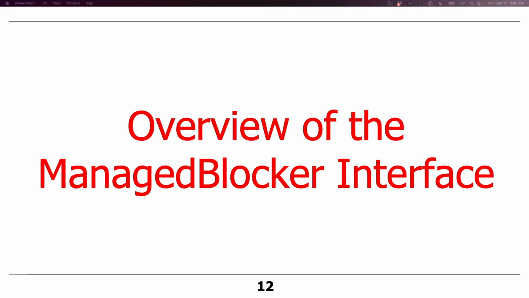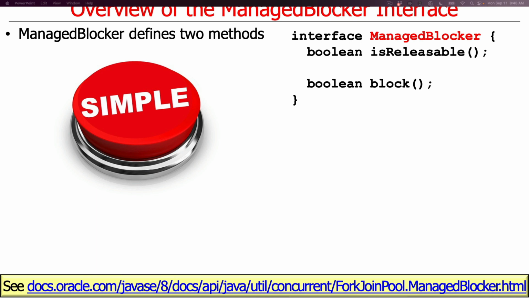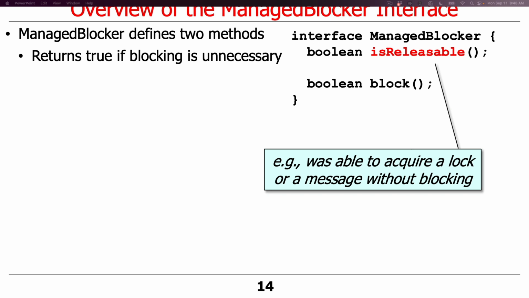So now that you know a bit about the mechanism, let's talk about the ManagedBlocker interface. There are two methods defined on the ManagedBlocker interface. The first one is called isReleasable, and that returns true if blocking is not necessary because something was able to acquire the resource without having to block. For example, you might have some kind of synchronizer, and you might try to acquire the synchronizer without blocking. And if you manage to get it because of the luck of the draw, then you're out of the woods, and you don't have to worry about blocking at all. So that's the isReleasable method.